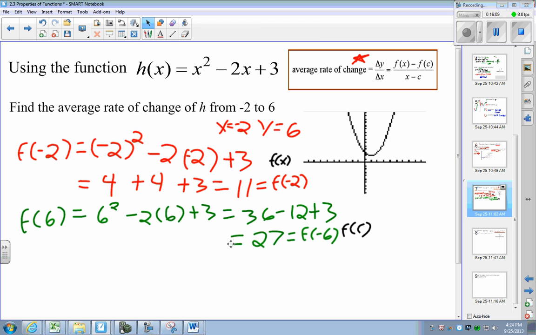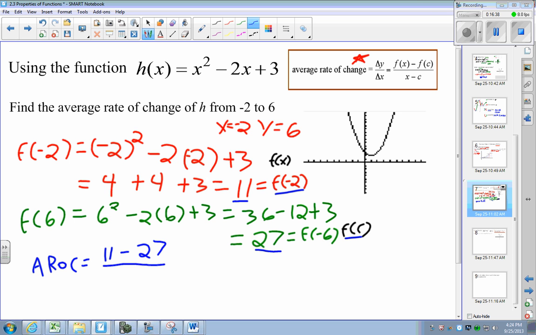All right, now that we have f of x and f of c, let's go ahead and plug everything in to our average rate of change. So our average rate of change, or AROC, is equal to f of x, which is f of -2, or 11, minus our f of c, which is 27, all over x minus c, where our x was -2, minus 6, which is our c, or our y up here.